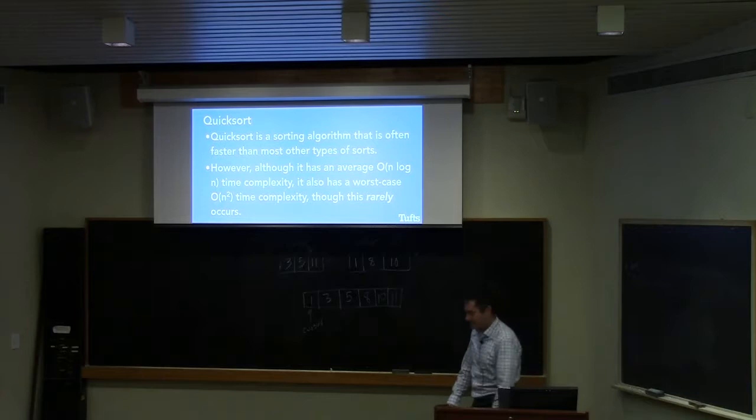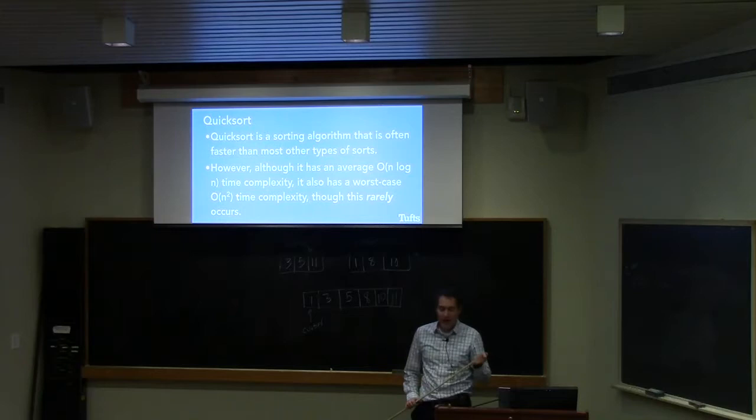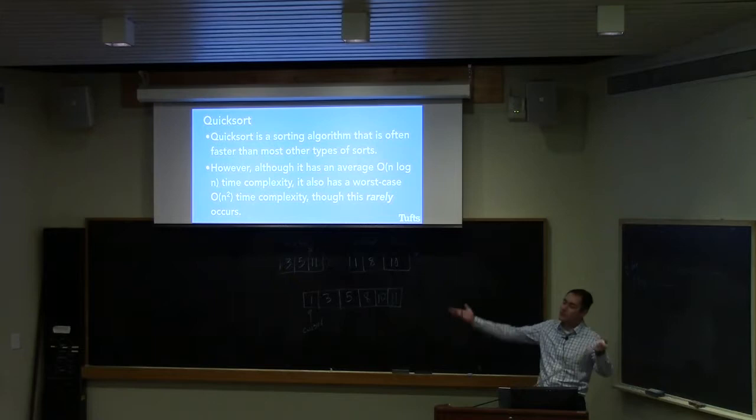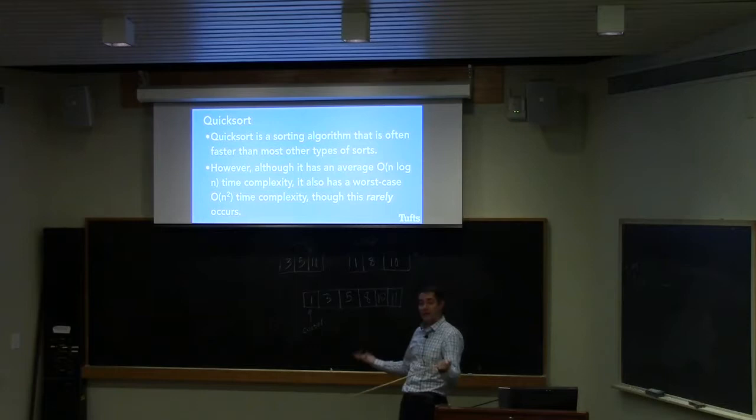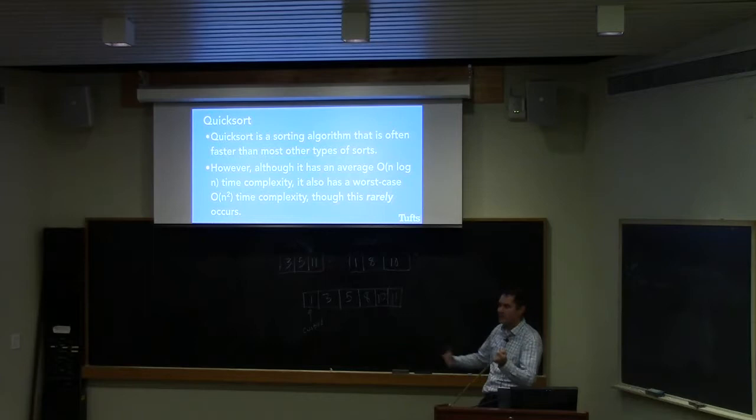This next sort we're going to talk about is called quick sort. Okay? Quick sort is one of the ones, first of all, it's quick, as you can imagine, because they called it that. And it's often faster than other types of sorts. It's a very fast sort on average. It's n log n, but it's a very fast n log n. There's a little bit of overhead depending on how you do it, but it's not too bad.